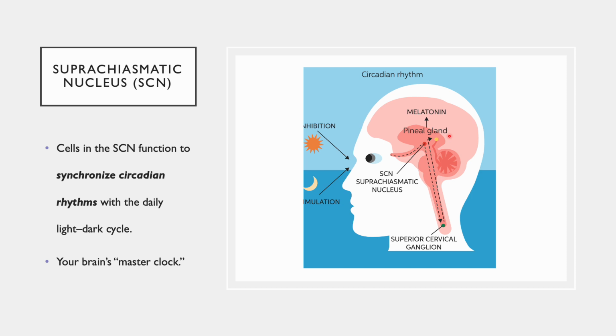Essentially, these cells are pretty incredible. Studies have shown that if you actually remove the suprachiasmatic nucleus, plate it in a petri dish, and allow them to grow, these cells can actually monitor circadian rhythms even outside of the body. So they truly are the brain's master clock.